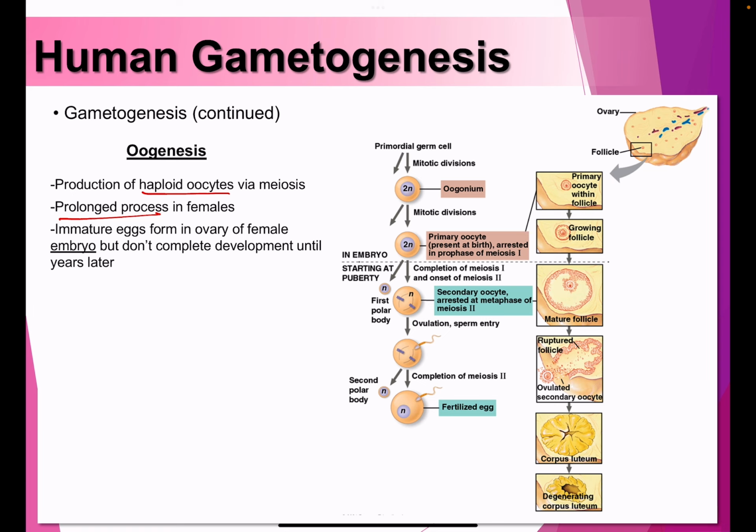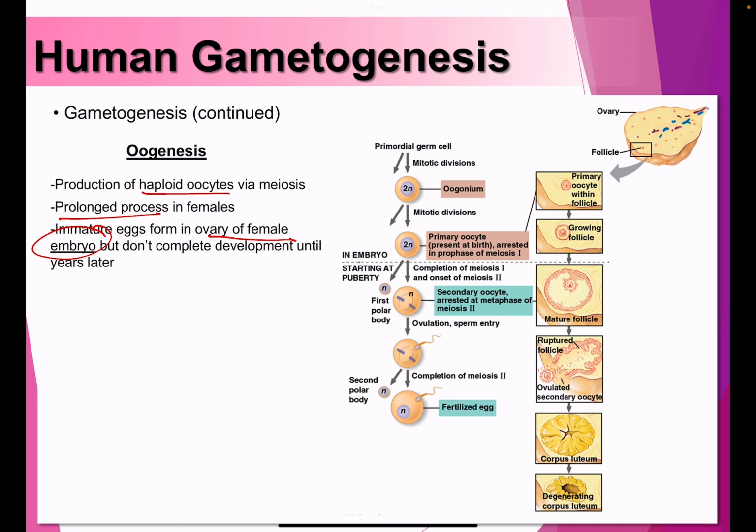All right, so immature eggs form within the ovary of the female embryo. Even though it starts, it doesn't complete. So that's why it's a prolonged process, which is also something very different from males. Once males start spermatogenesis, it gets done. That's why they say one sperm takes about 7 weeks to be made.